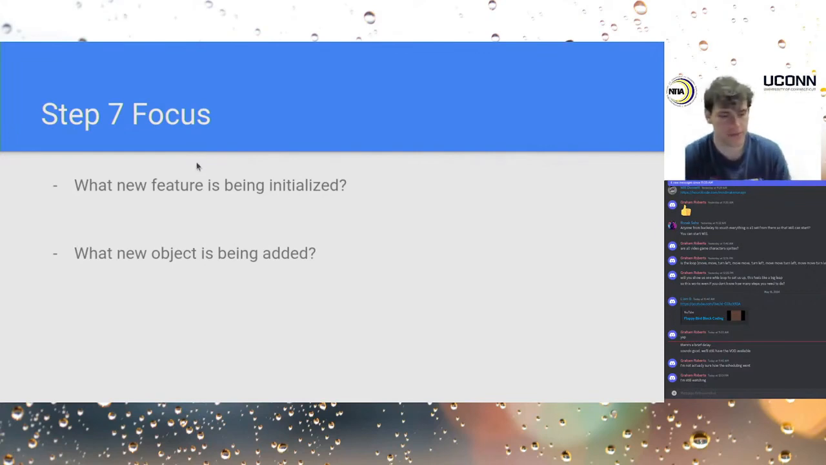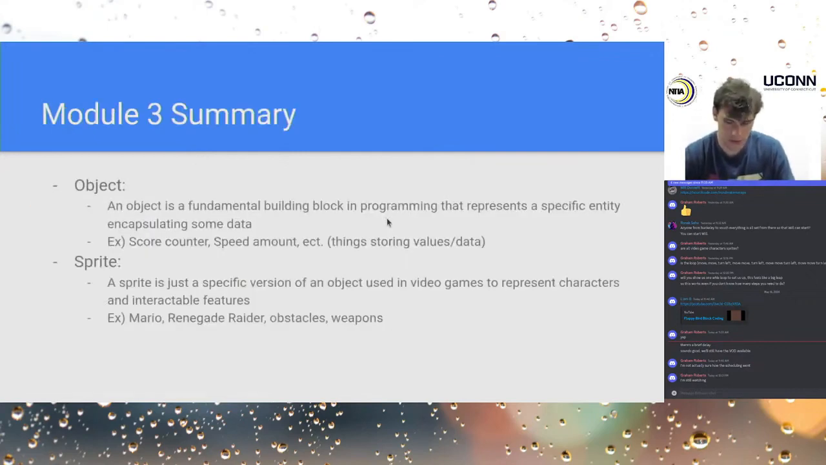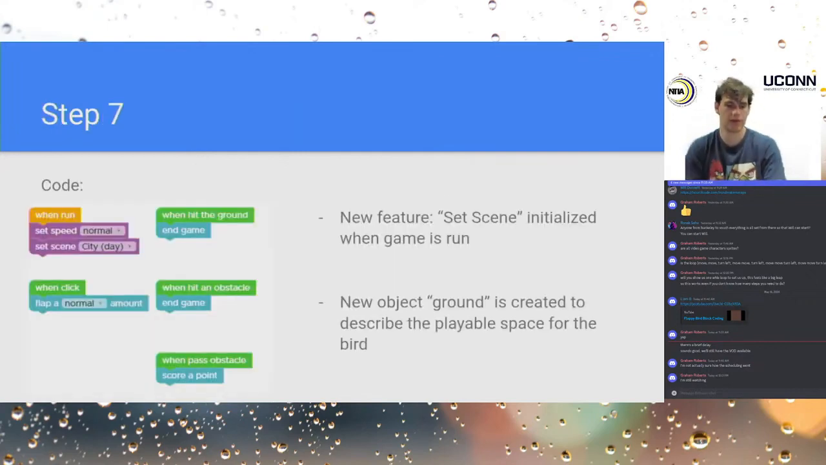All right, guys. Welcome back. Step 7. Oops. Skip too far there. Here we go. Step 7. The new feature was set scene initialized when the game is run. And remember, it doesn't have to be when the game is run. It doesn't have to be when the program is started. It has to just happen before you use that value. All right. And the new object is ground.